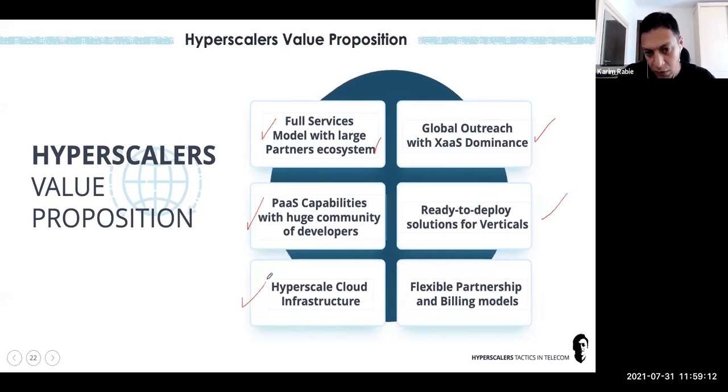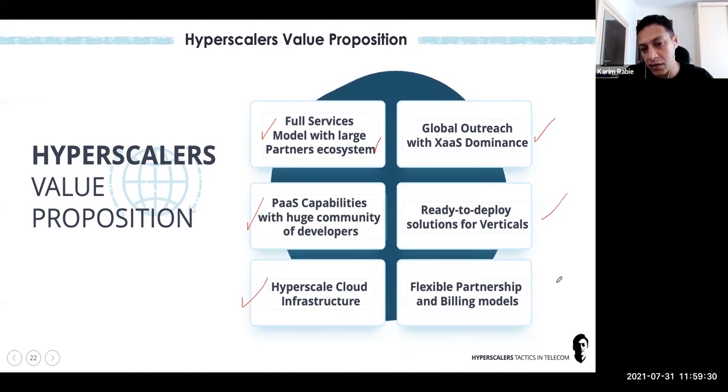Hyperscale cloud infrastructure: no one can compete with their cloud infrastructure, right? If you build your own cloud, you will never be able to compete with the volume and the number of POPs around the world, so you can approach more markets and provide wider services.